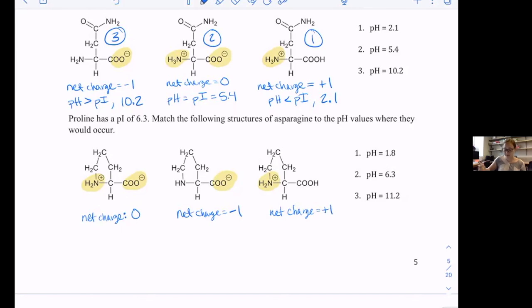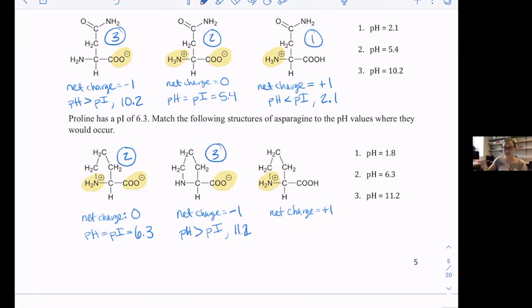So let's define what this means. When the net charge is 0, that means the pH is equal to the pI, which is whatever it says in your chart or in the question in this case. So that means it's 6.3, which is number 2. So I'm going to mark it as number 2. In the middle molecule, we have a basic environment because we have a negative charge associated with our molecule. So pH is greater than pI. So then we would have our 11.2 pH, which is number 3.